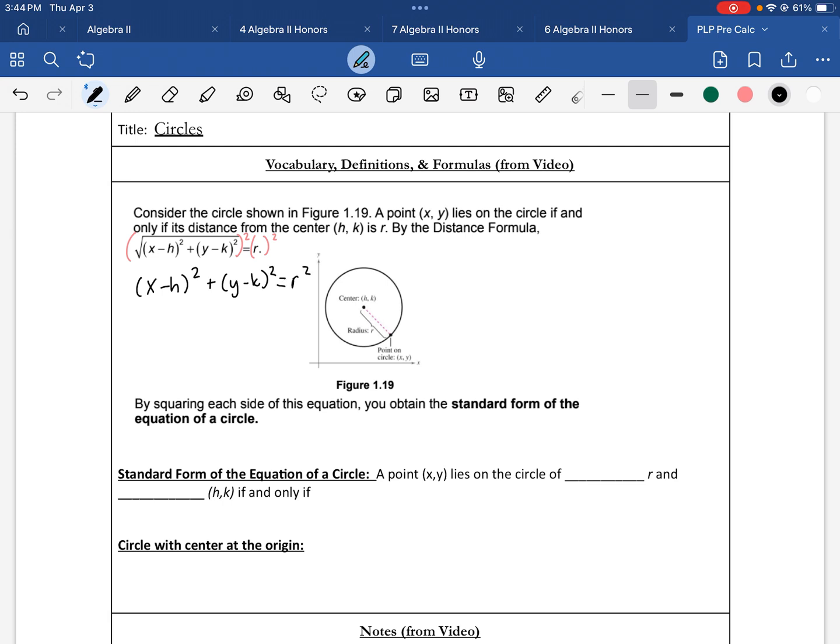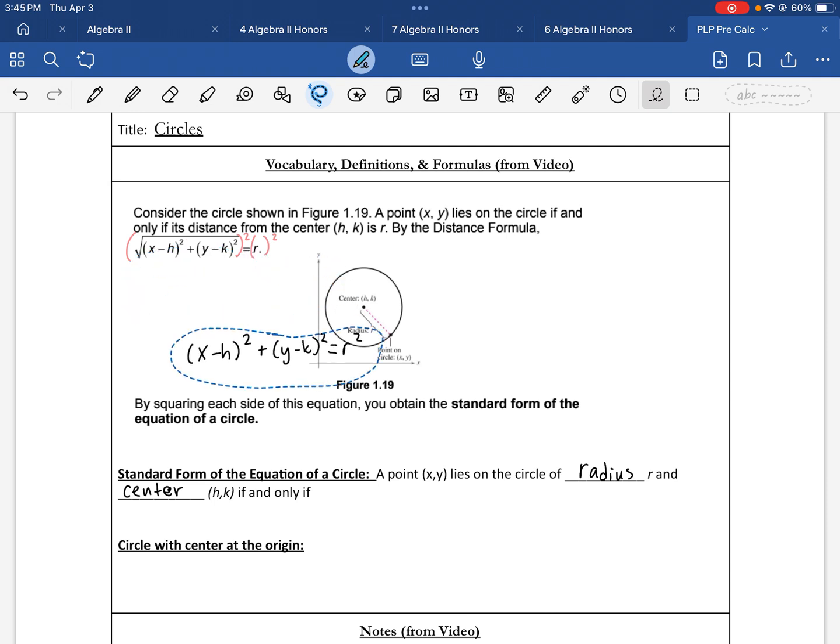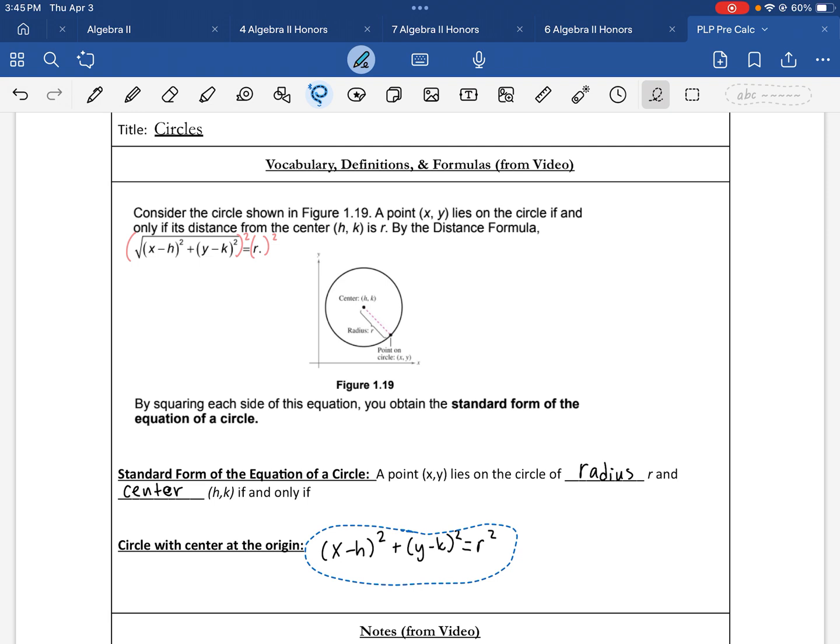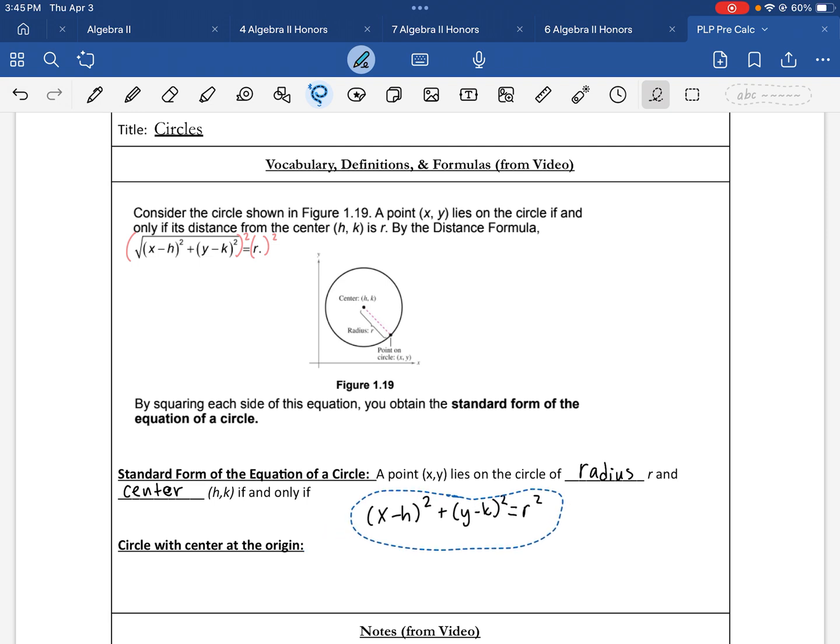The standard form of the equation of a circle: a point (x, y) lies on a circle of radius r and center (h, k) if and only if (x minus h) squared plus (y minus k) squared equals r squared. Again, I'm just going to copy that formula down here.